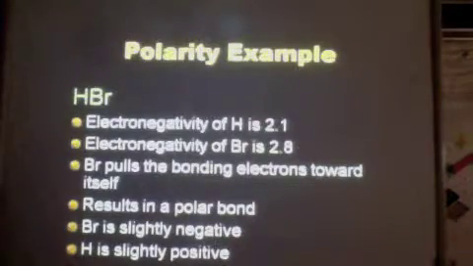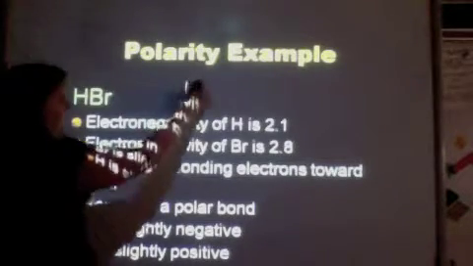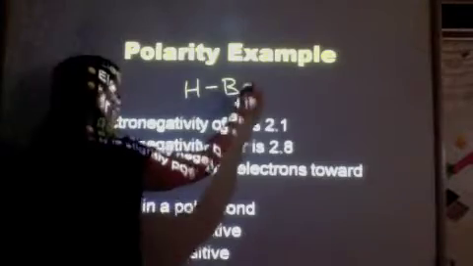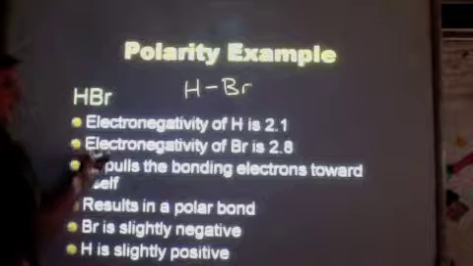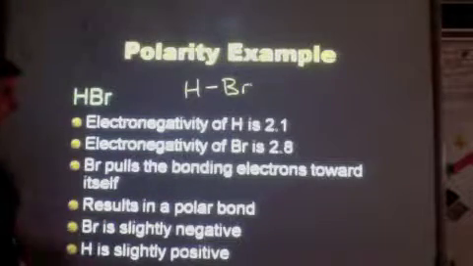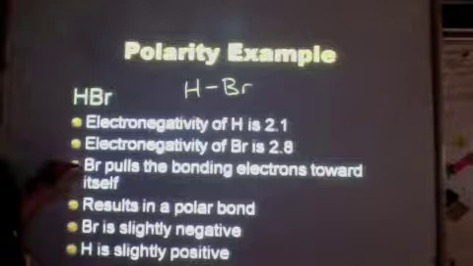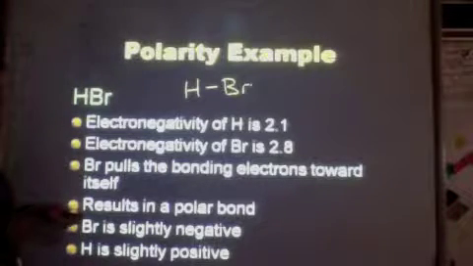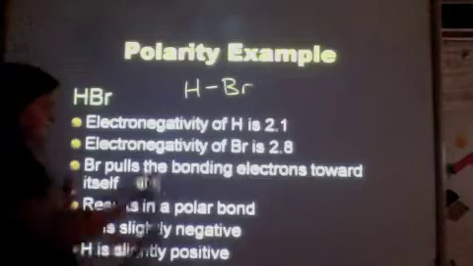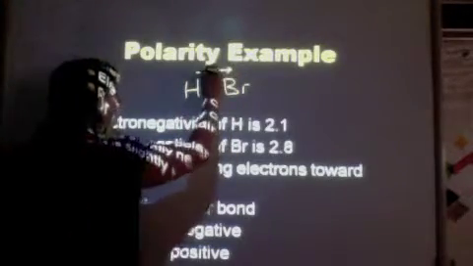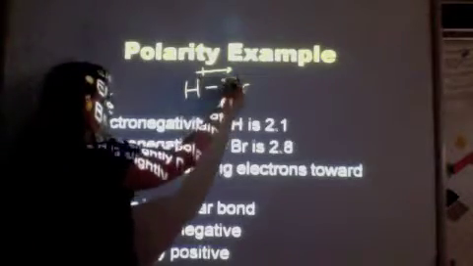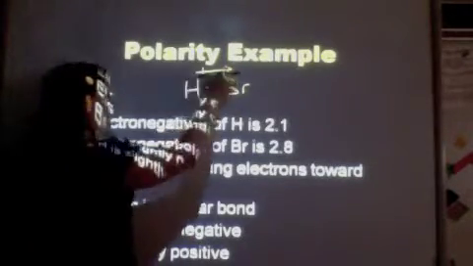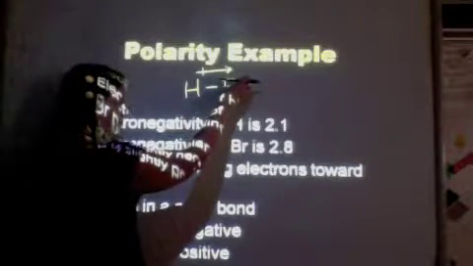So, example, HBr. If you draw the bond, it just looks like that. Hydrogen has an electronegativity of 2.1, bromine has 2.8. Bromine is furthest up and to the right, so it has a higher electronegativity. This results in a polar bond. Now, you show the electrons being pulled towards bromine by drawing an arrow with a line through it. So it looks like a T with an arrow at the end. This is showing you that the electrons are being pulled towards bromine.